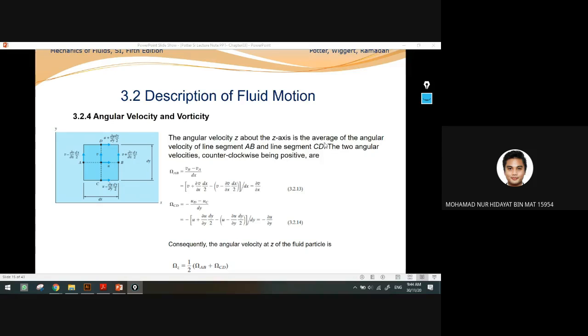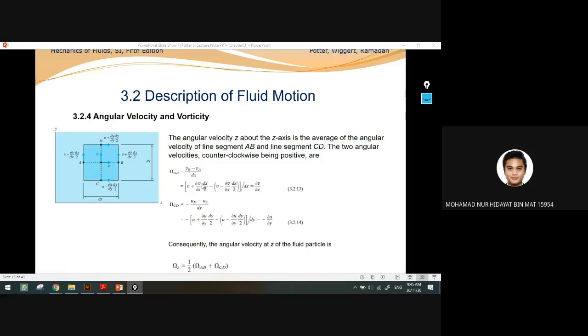Remember the basic definition earlier? The angular velocity is the average velocity of two perpendicular lines: line segment AB, from A go to B, and line segment CD, C go to D. Counterclockwise is positive. So for angular velocity A to B, the velocity vector must be VB minus VA, so the angular velocity is the velocity at B minus A over the distance.